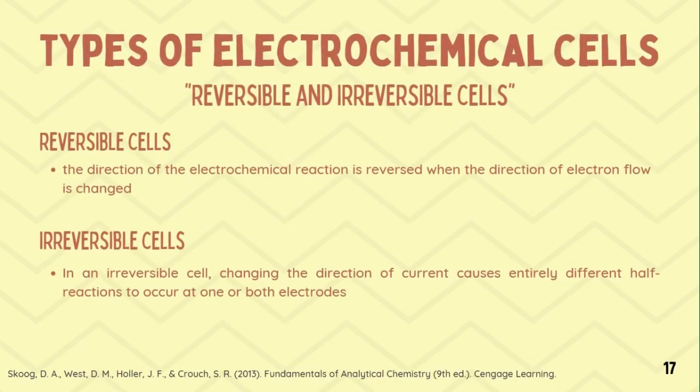Electrochemical cells can also be classified as reversible and irreversible cells. In reversible cells, the direction of the electrochemical reaction is reversed when the direction of the electron flow is changed. On the other hand, in irreversible cells, changing the direction of the current causes entirely different half reactions to occur at one or both electrodes.